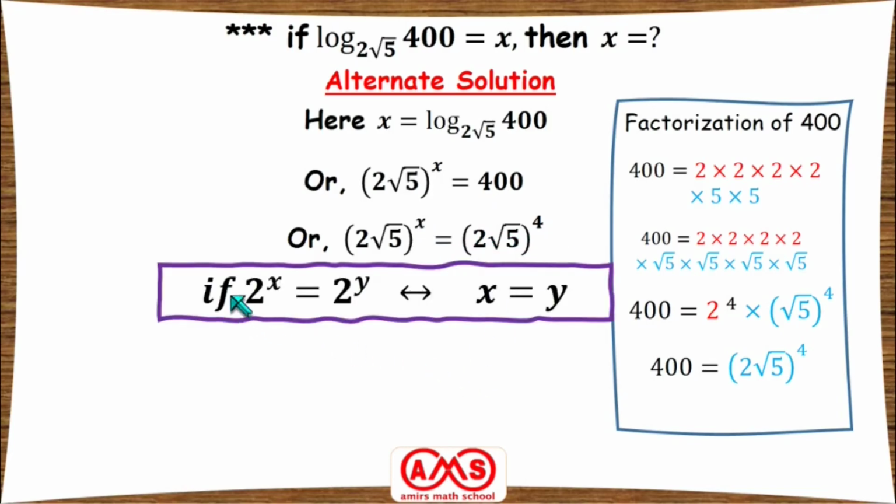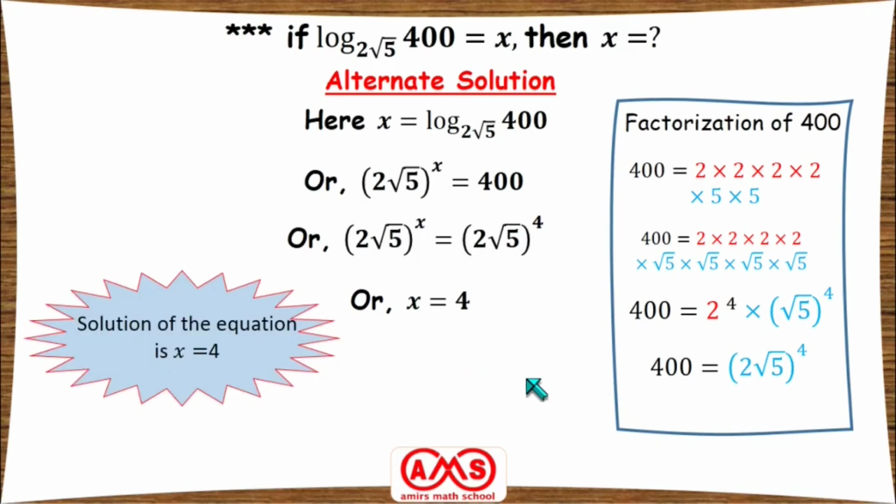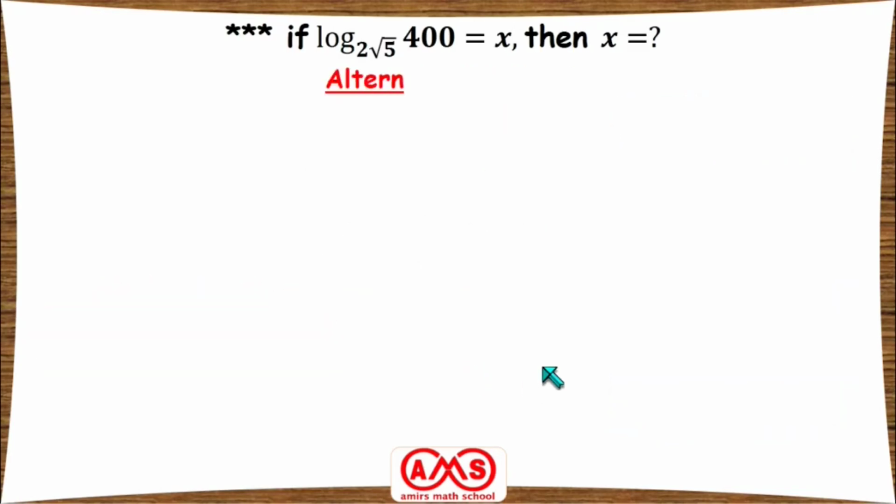And now applying the formula, if 2 to the power x equal to 2 to the power y, which implies x equal to y with some condition. So in this case we can write x equal to 4, because these two bases are equal. That's why you can write the exponents also equal. So x equal to 4 is the solution of this equation. Let's see another alternative solution.